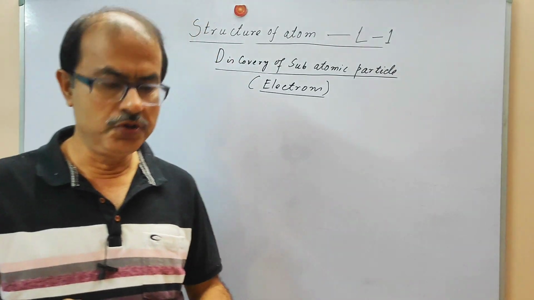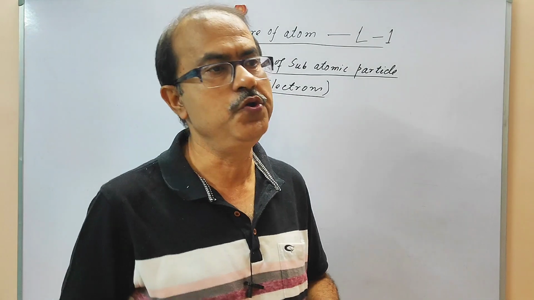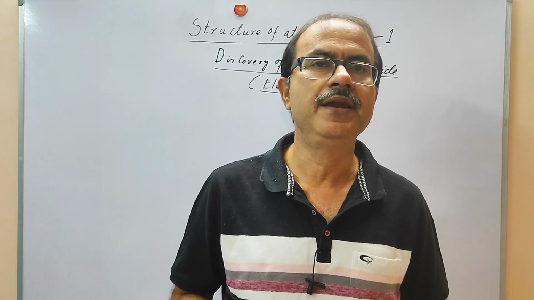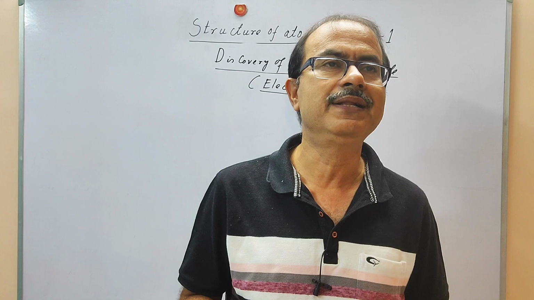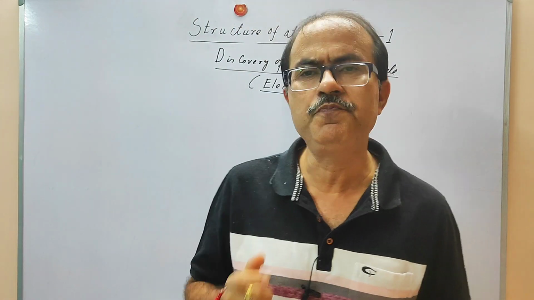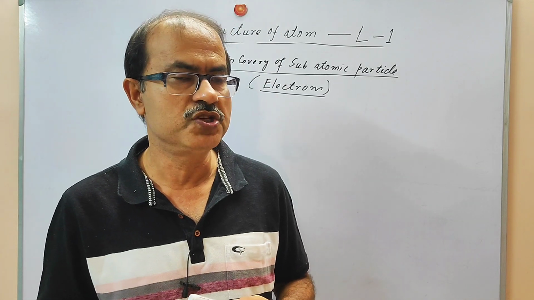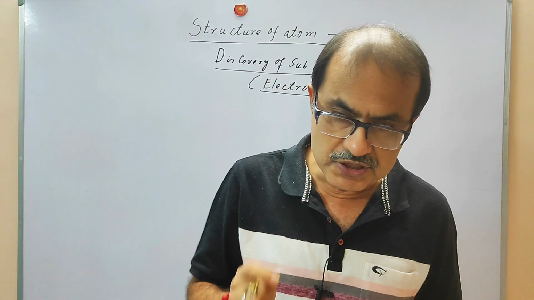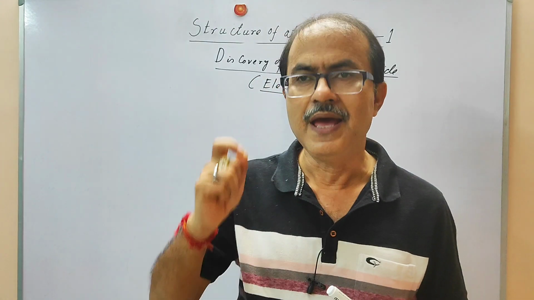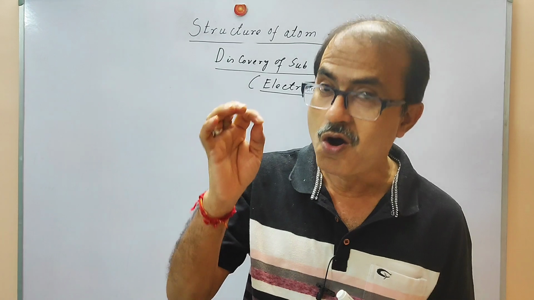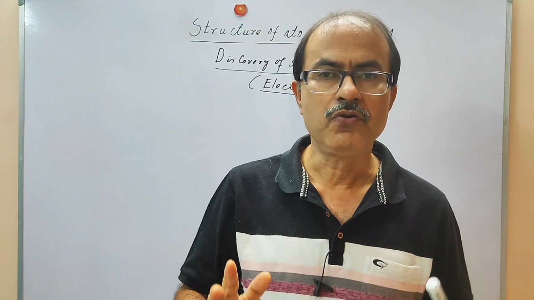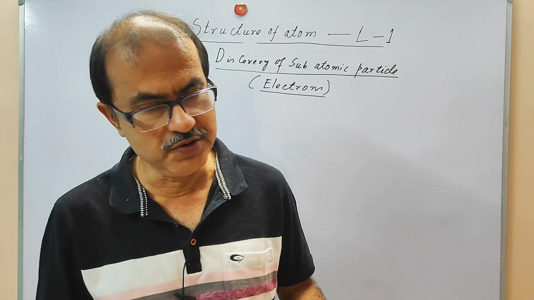As per Dalton's atomic theory, Dalton gave the atomic theory in the year 1808, and he proposed one vital thing: that matter is made up of very minute particles. These are called atoms, and this atom is indivisible and uncuttable. This is the fundamental particle of matter. That is the main conclusion of his atomic theory.